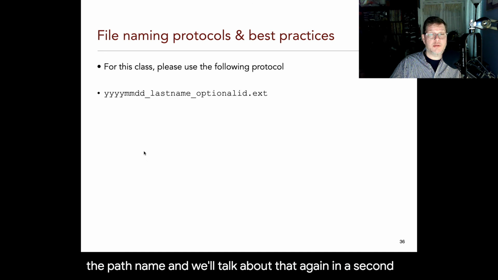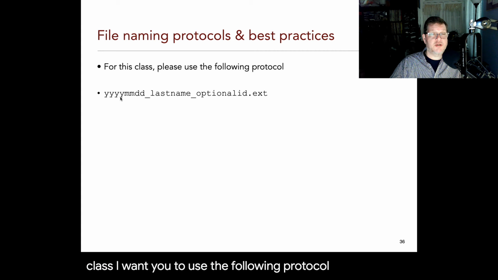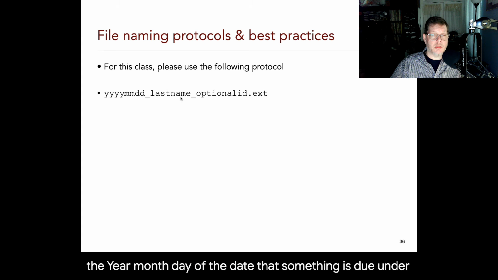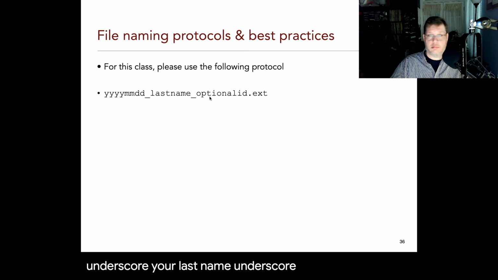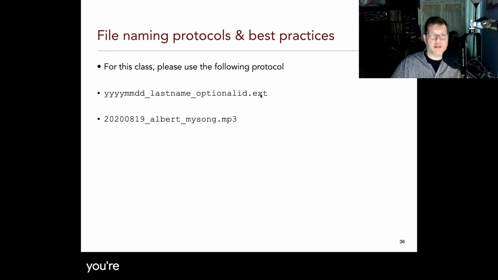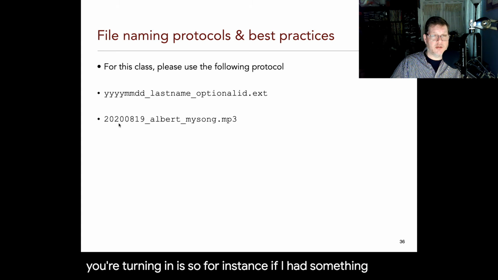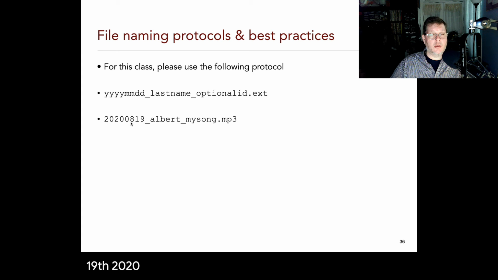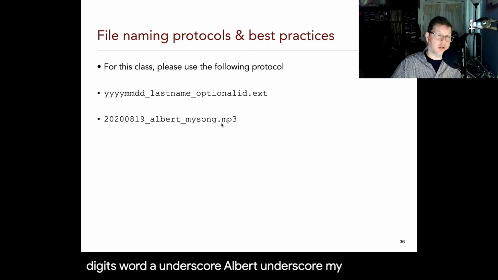So for this class, I want you to use the following protocol. Four digits of the year, month, day of the date that something is due. Underscore, your last name, underscore, the assignment, like podcast or whatever, dot, and then the extension. So it would be MP3 or PDF or whatever the thing you're turning in is. For instance, if I had something that was due on the day I'm making this video, which is August 19th, 2020: 20200819, always two digits for month and two digits for day, underscore Albert, underscore my_song dot MP3 or whatever.